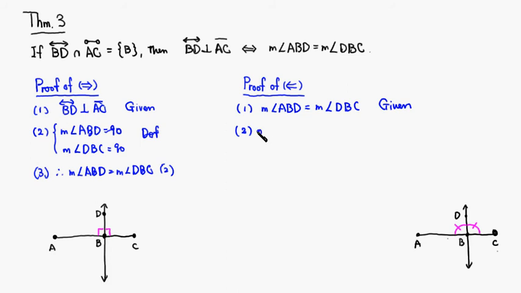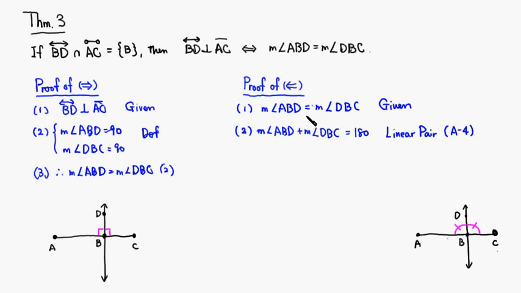So the measure of the angle ABD plus the measure of the angle DBC is equal to 180. So this is because it's a linear pair, because linear pairs are supplementary. So this is axiom A4, right?